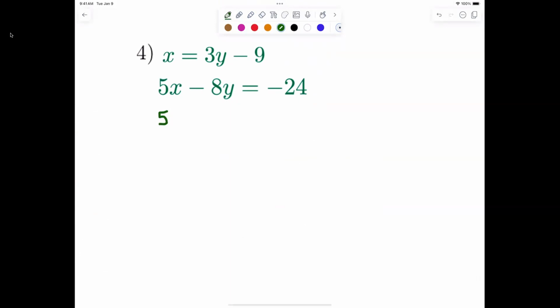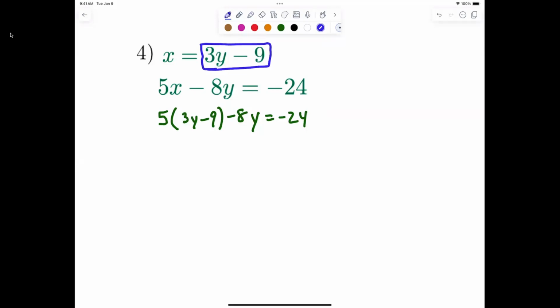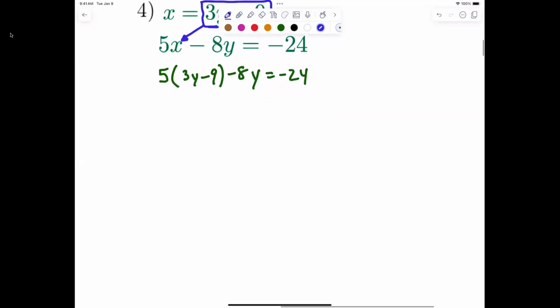5(3y minus 9) minus 8y equals -24. So everybody, again, see what I'm saying? X is what? What does x equal? 3y minus 9. That means wherever I see an x, I'm going to put what? And there you have it. Come on, please don't make it hard. It's really simple. All right, now let's go ahead and distribute.